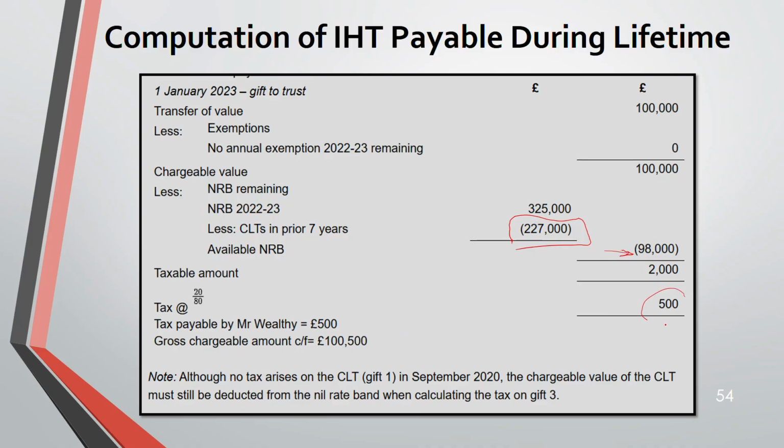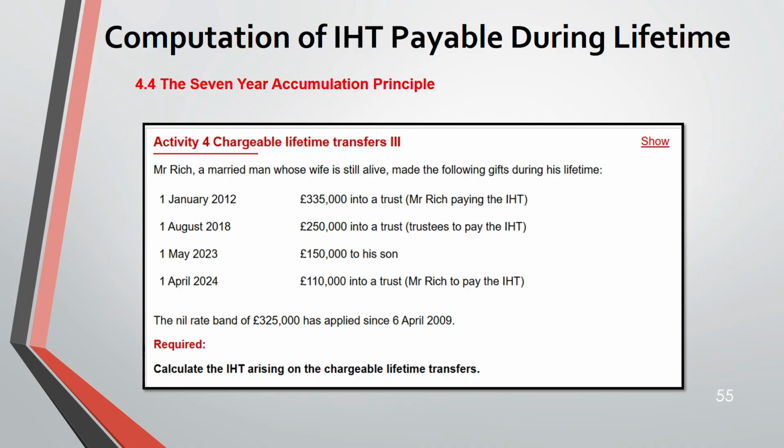So the remaining you will utilize here. Okay, and this is your tax. This 500 you will add with gross chargeable. This is your gross chargeable carried forward. This area, it matters. Now moving on to activity 4. These two are in different tax years. These two are in the same tax year. Okay, so you have made a gift to trust. Here donor is paying, here trustees are paying, then this is a PET, again this is a CLT.